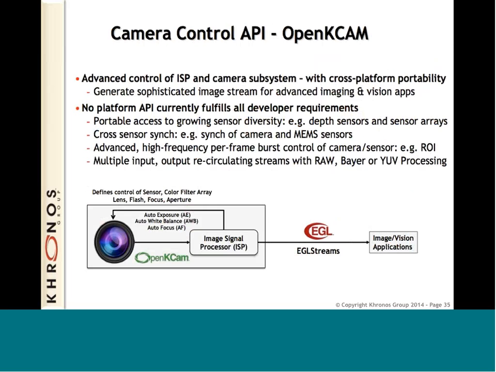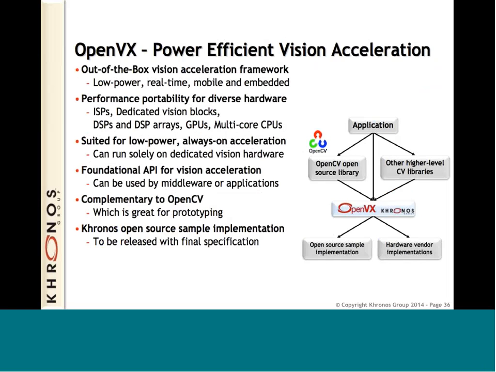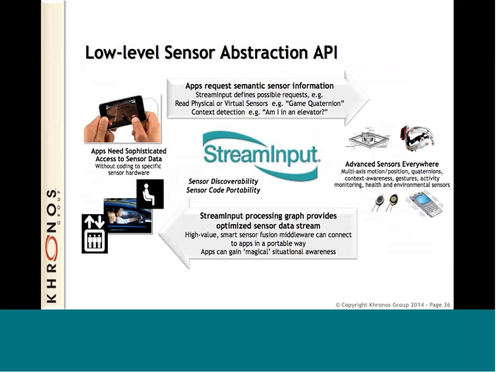This is a little bit more detail on the OpenKCAM specification. If you are interested in more information about this draft specification, you can consult the Khronos Group website. And here's a little bit more information about OpenVX. It's a power-efficient vision acceleration specification I spoke about a moment ago. This has also already been released in the 1.0 spec, and there's going to be more coming soon. Stream input is only in draft, and there are many people thinking about how they can use it to perform better context acquisition and better AR experiences.